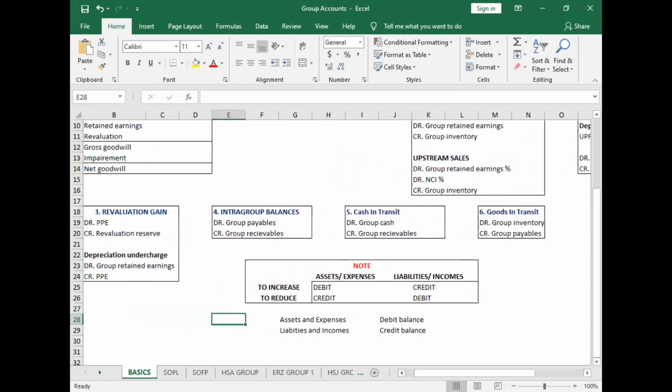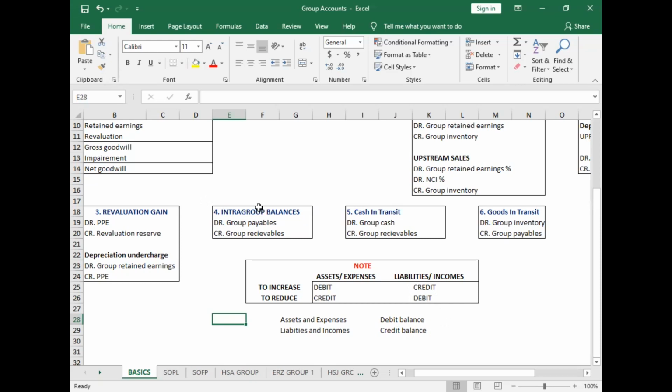So here is what we are saying. Assets and expenses have a debit balance. So if you debit, you increase, because they have a debit balance. If you credit, you reduce. To increase assets and expenses, you debit; to reduce them, you credit. While liabilities, because they have a credit balance, to increase them, you credit, and to reduce them, you debit.